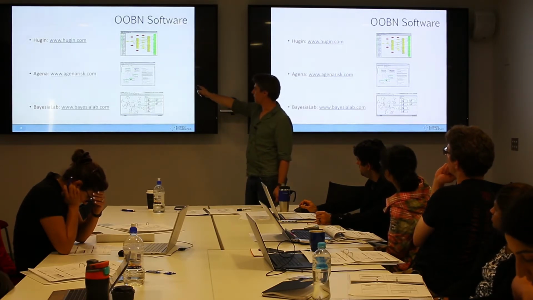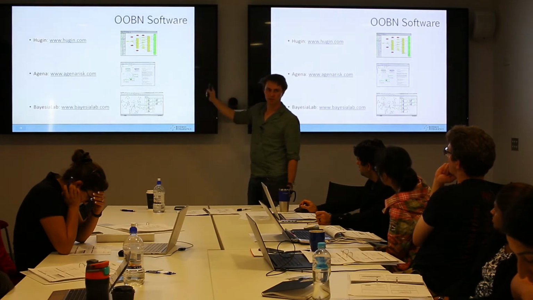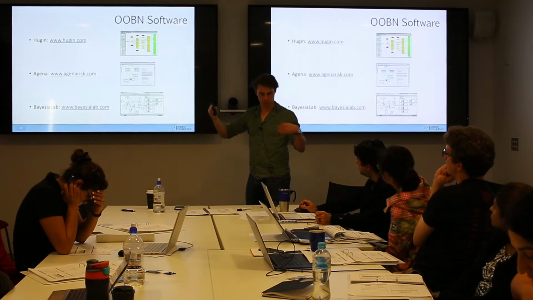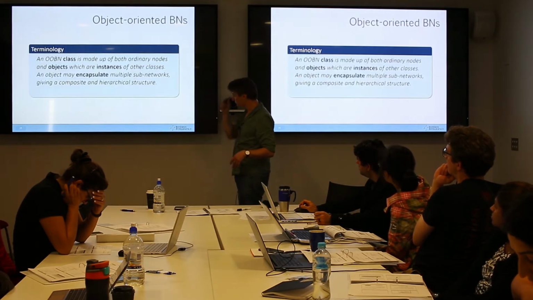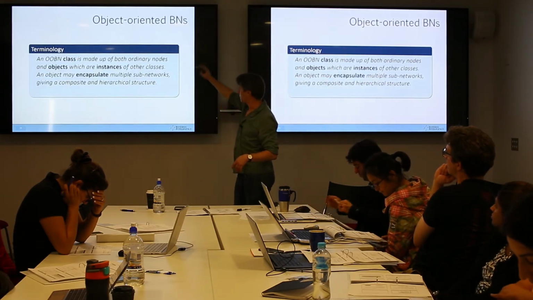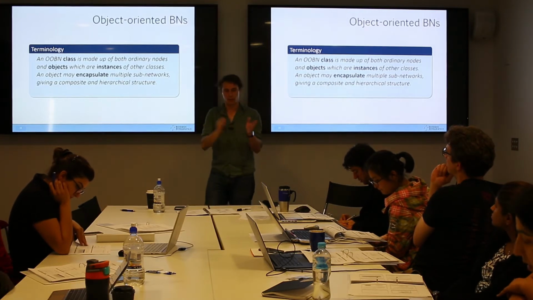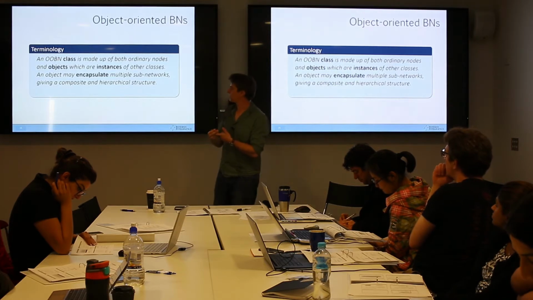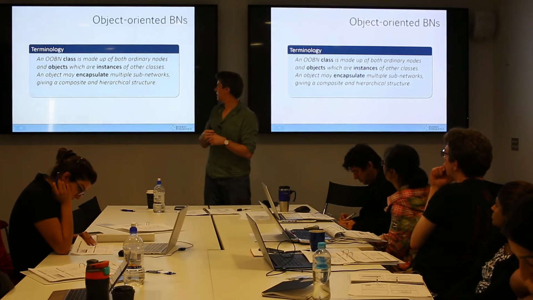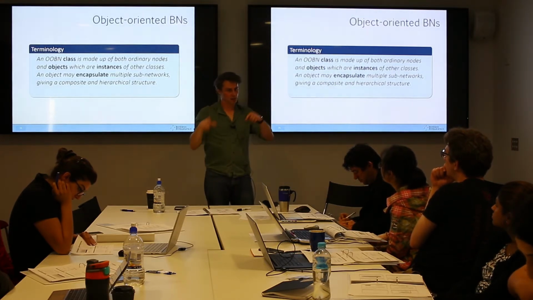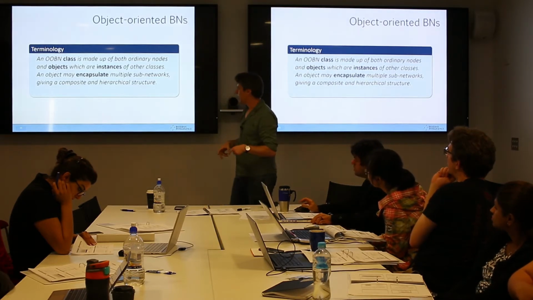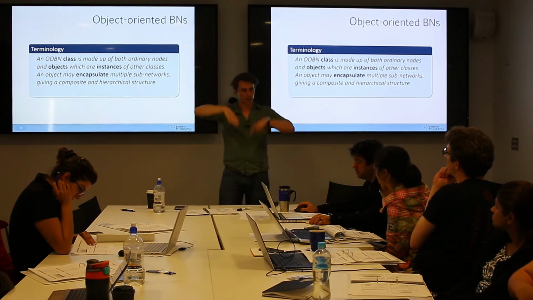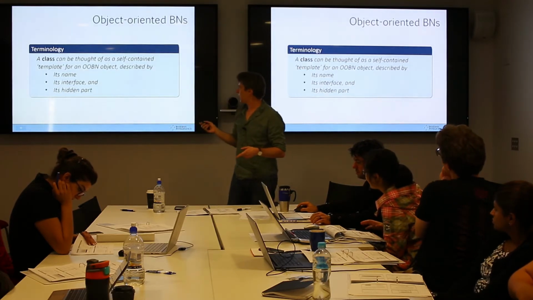But yeah, this is something that you probably will come across with your projects, even if you're not actually implementing it. It's when you start really scaling out your BNs that you actually start doing this stuff. Terminology, so this should all be familiar to you. We have an object-oriented Bayesian network class. It's made up of ordinary nodes and objects, which are instances of other classes. So we can have other classes embedded within our class. An object may encapsulate multiple subnetworks, giving it a composite and hierarchical structure.